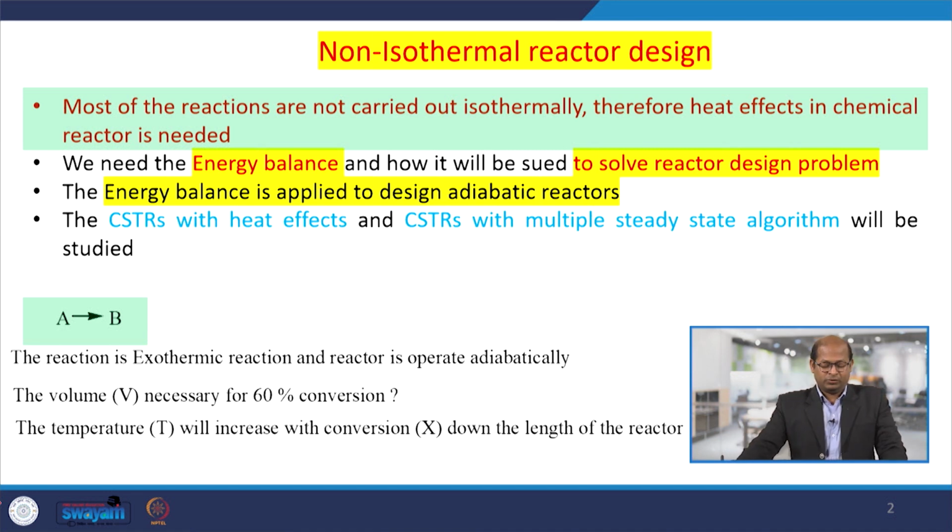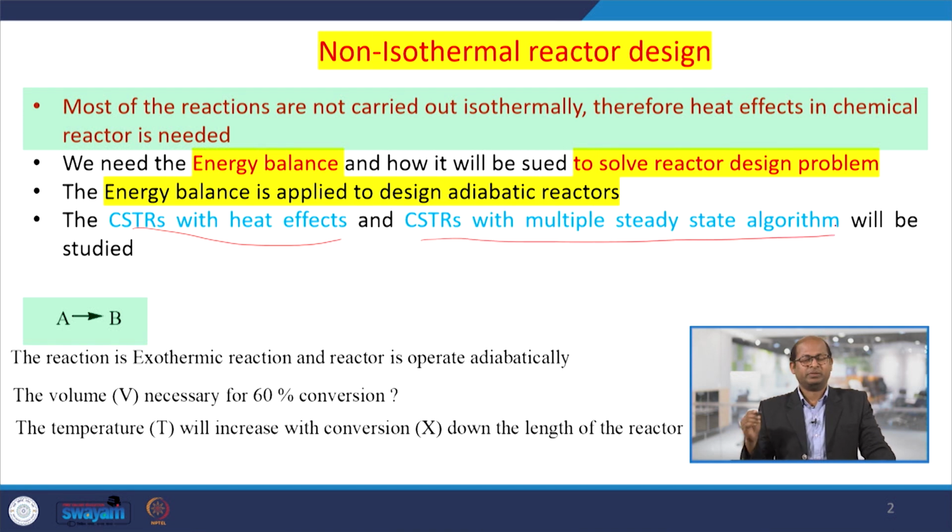Okay. So, now CSTR reactors with heat effects and CSTR reactors with multiple steady state algorithm, that we will discuss in this chapter. Let us say suppose you have a reaction A going to products, that reaction may be exothermic, endothermic, whatever. If we operate the reactor adiabatically, it means no heat is supplied to the system and no energy or heat is taken out from the system.